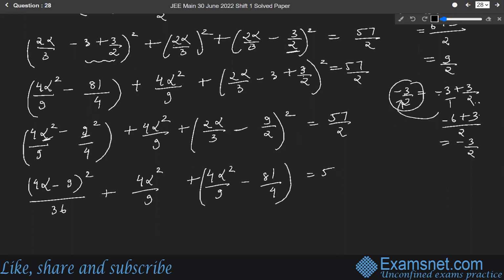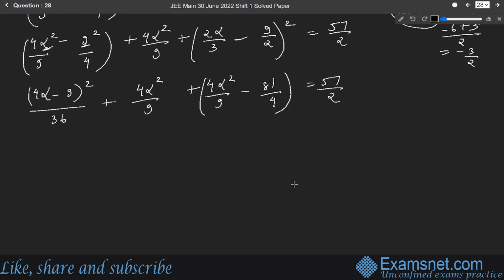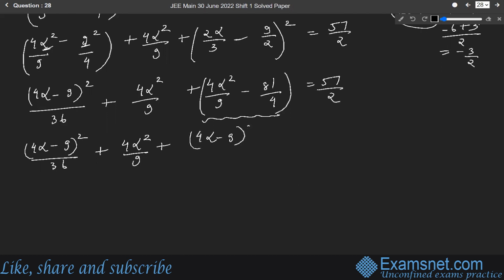And this is equal to 57 by 2. Okay. So now the first term is (4 alpha minus 9) whole square divided by 36 plus the second term, which is 4 alpha square by 9. And what will be the third term? You can see that it is in the same form. 81 is 9 square, so we can combine the powers. So it will be (4 alpha minus 9) whole square. And when we take the LCM, the LCM will be 9 into 4, which is 36. Now this is equal to 57 by 2.